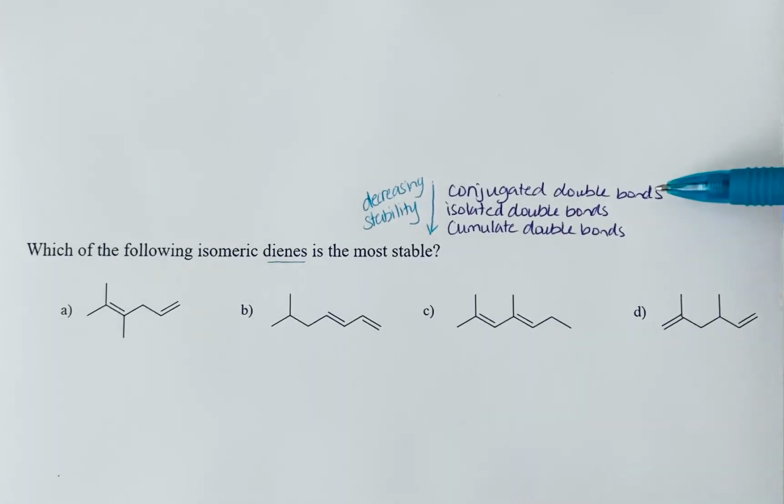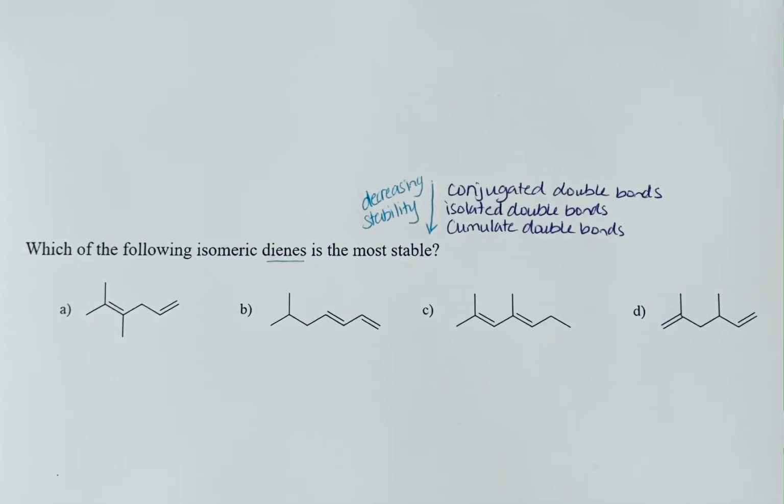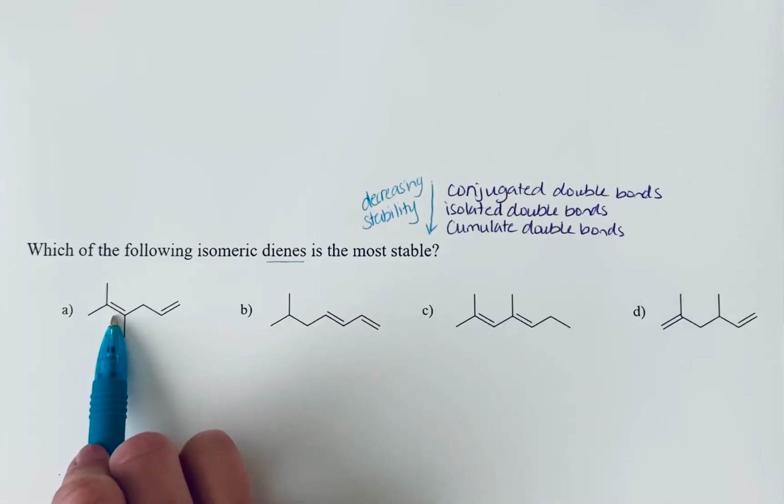So we see a general stability trend here that tells us that when our double bonds are conjugated, that's more stable than when our double bonds are isolated, which is more stable than when our double bonds are accumulated double bonds. So what we want to do first of all is take a look and see if any of these alkenes are not conjugated.